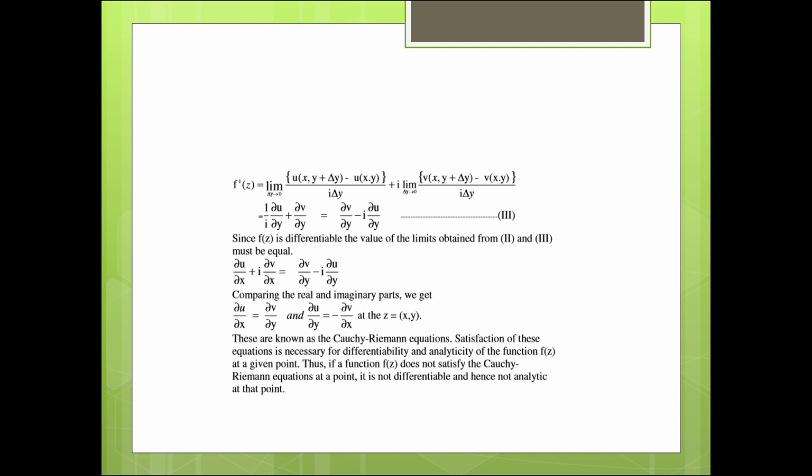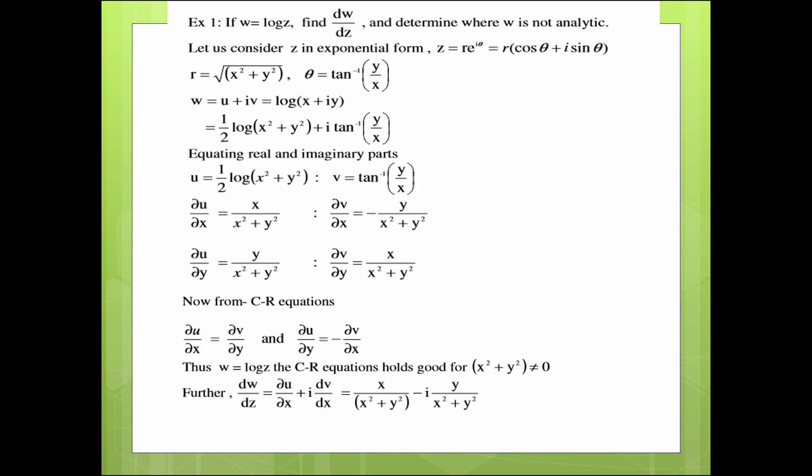Since f of z is differentiable, the values of the limits obtained from 2 and 3 must be equal, that is ux plus i vx is equal to vy minus i uy. Comparing the real and imaginary parts, we get ux equal to vy, uy equal to minus vx. These are known as the Cauchy-Riemann equations. Satisfaction of these equations is necessary for differentiability and analyticity of the function f of z at a given point. Thus, if a function f of z does not satisfy the Cauchy-Riemann equations at a point, it is not differentiable and hence not analytic at that point.